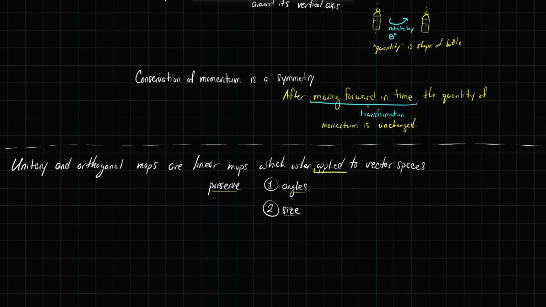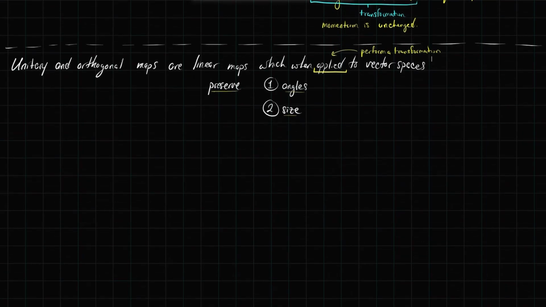And when applied to a vector space, they perform some sort of transformation. But that transformation preserves angles and size. What it doesn't preserve is orientation. And maybe I'll mention this. It's really kind of two things. So there's orientation, and secondarily, chirality is technically the word we use.